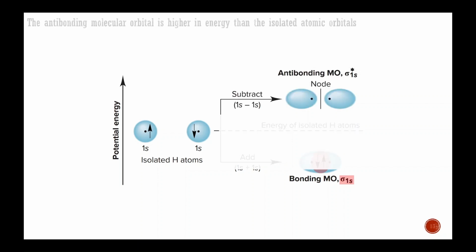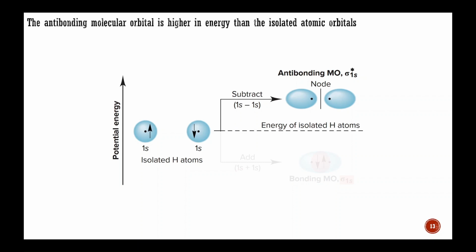In contrast, the antibonding molecular orbital has most of its electron density outside the internuclear region. Electron density in this orbital does not shield one nucleus from the other, which increases the nuclear repulsions and makes the antibonding molecular orbital higher in energy than the isolated atomic orbitals.